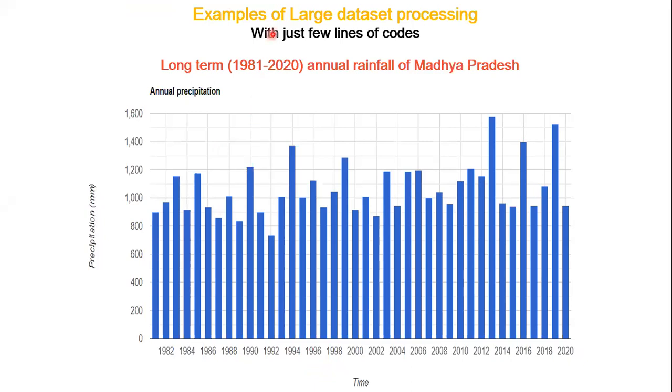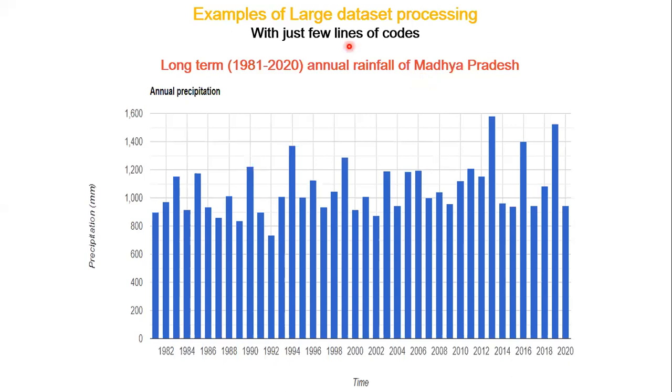This is an example of large data processing with just a few lines of code. If I ask you to get the long-term annual rainfall of the whole of Madhya Pradesh, from 30 or 40 years, of any particular area like Madhya Pradesh, the whole of Maharashtra or the whole of India, what would your traditional technique be? How would you do it with the help of satellite images?